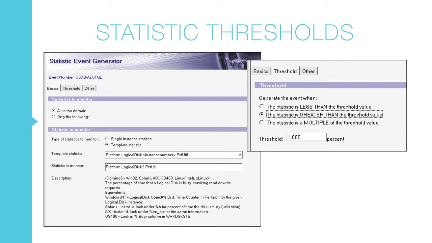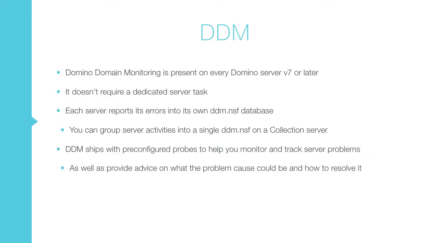So I might say the statistic is less or the statistic is more. So in this case, I'm saying if the read-write time is longer than I want in my threshold, then I want it to generate a statistic alert. And obviously you can go really deep into this. What you want to do is use events and DDM, which we're going to talk about, to get an idea of where you may have problems, and then use statistic thresholds to track those specific problems.